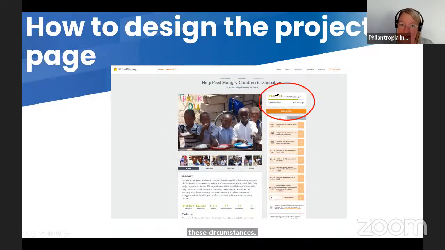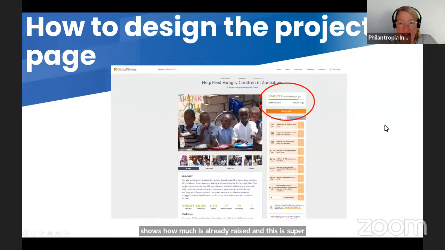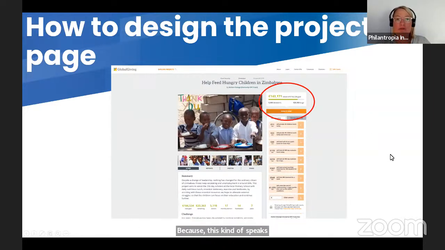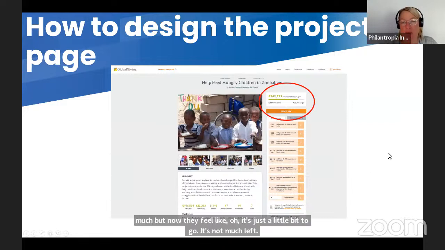Then we have this section at the top, this meter that shows how much is already raised. And this is super important, because this kind of speaks to the brain of people. If this bar was just at 10,000, I think people wouldn't donate that much. But now they feel like, oh, it's just a little bit to go. It's not much left. So if I contribute, my contribution will actually really have an impact.